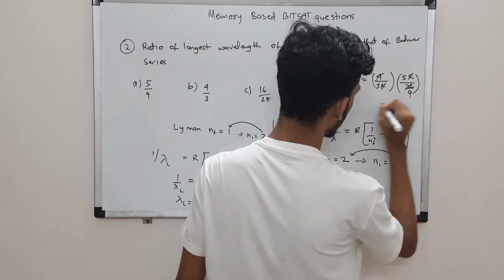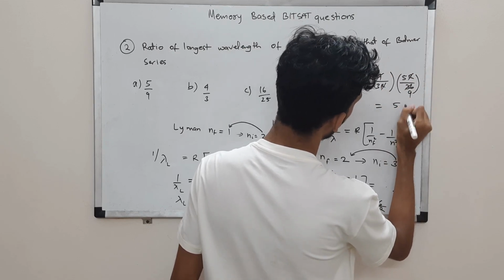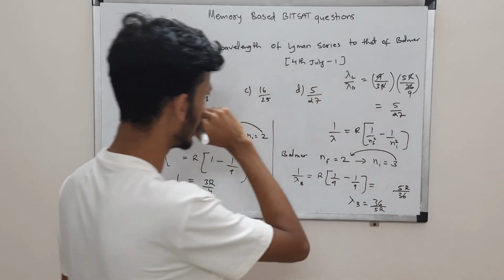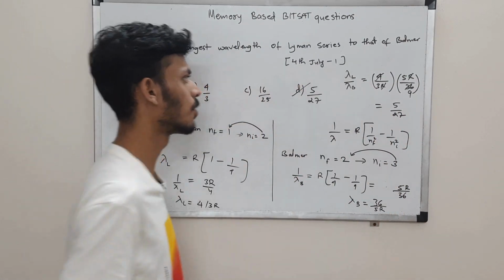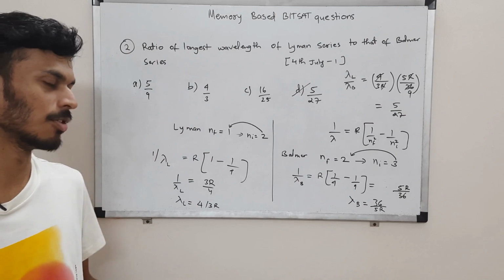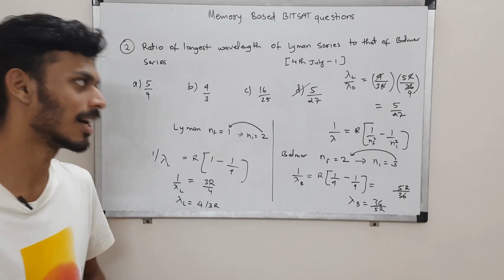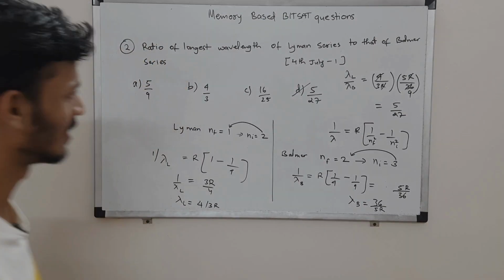4 9s are 36, 3 9s are 27. So 5 divided by 27, and that is option D. Okay, so option D, 5 divided by 27 or 5 over 27 is the correct choice over here. Over to the next question.